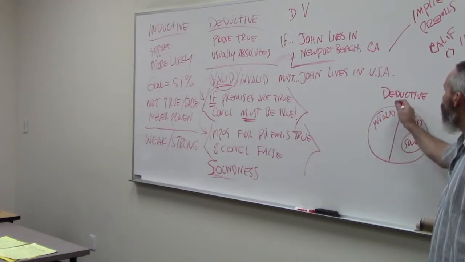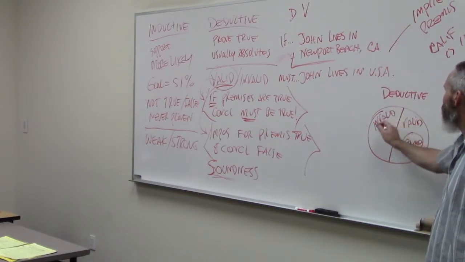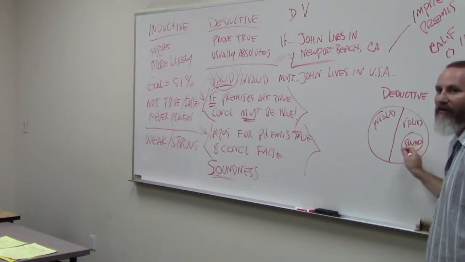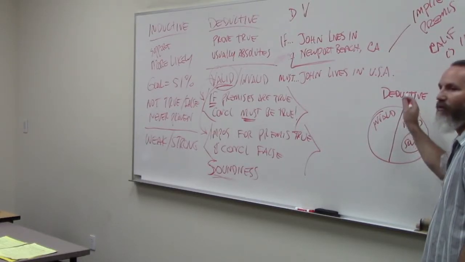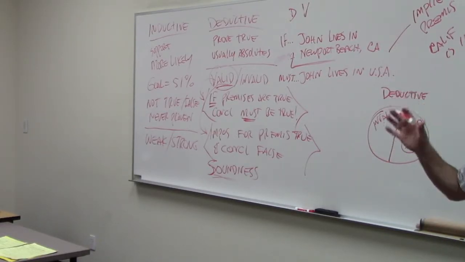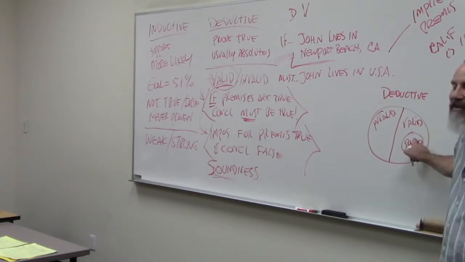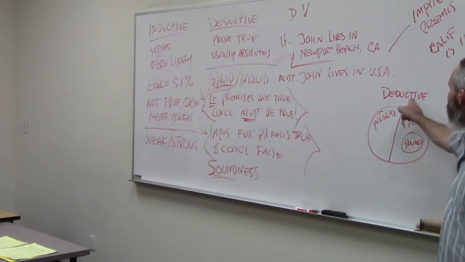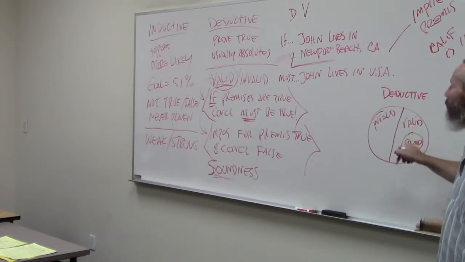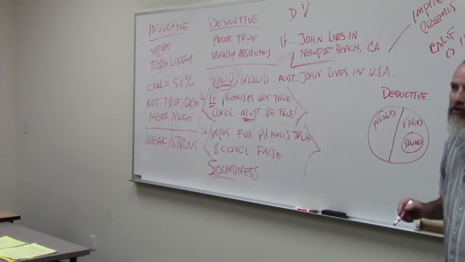So you can say not all deductive arguments are valid because some are invalid. Not all deductive arguments are sound. But all sound ones are valid and all sound ones are deductive. So when you see it visually now, you go, oh yeah, that makes sense. A sound argument is a deductive, valid argument where the premises are known to be true.